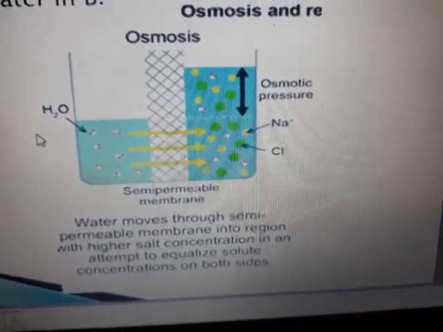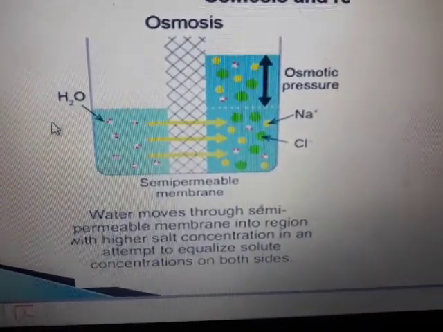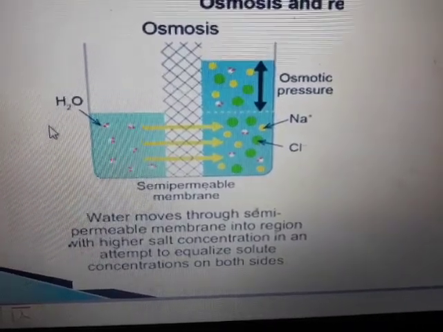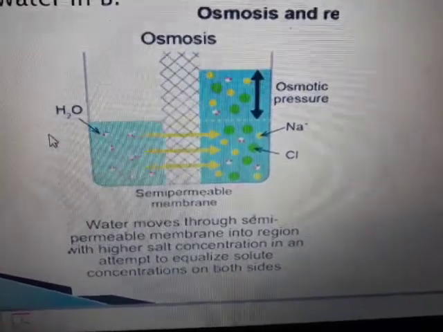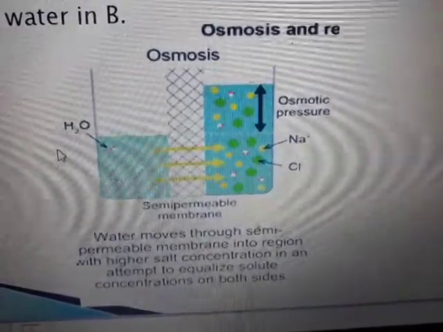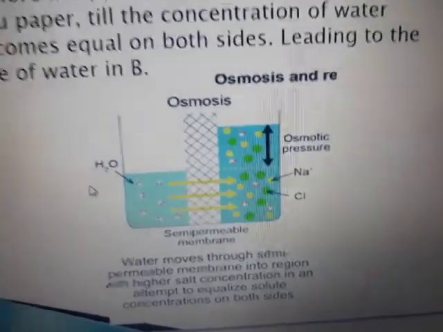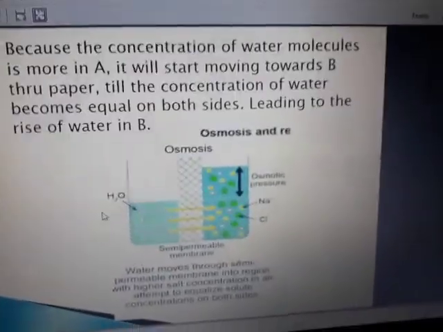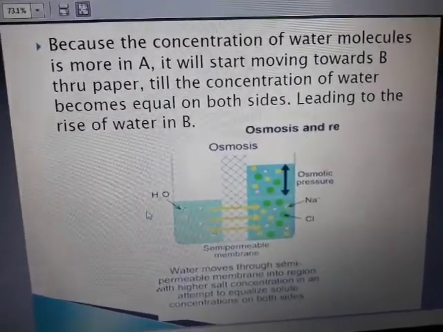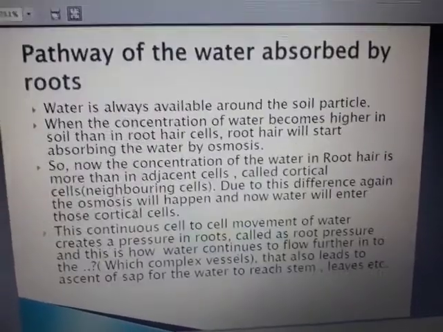Okay, it is just showing that water molecules pass through the semi-permeable membrane to the region of higher salt concentration in an attempt to equalize the solute concentration. Fine, to equalize the concentration of the water on both sides. Okay, it is very simple. The higher concentration molecules will go towards the lower concentration because of the pressure of those higher concentrated molecules.